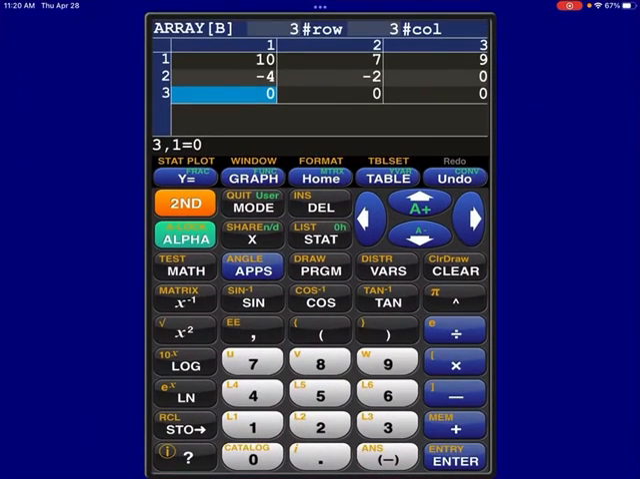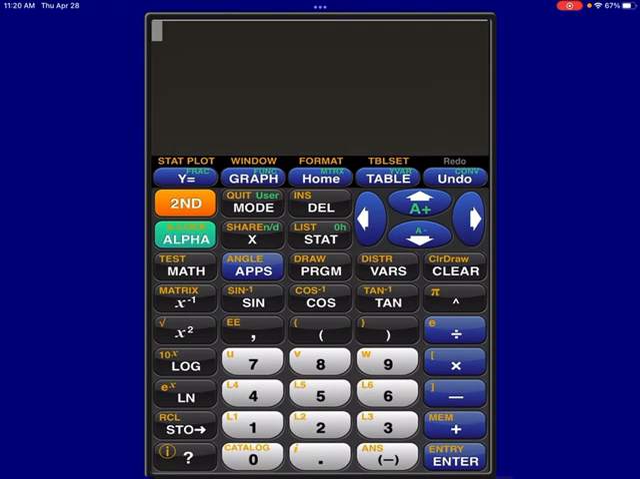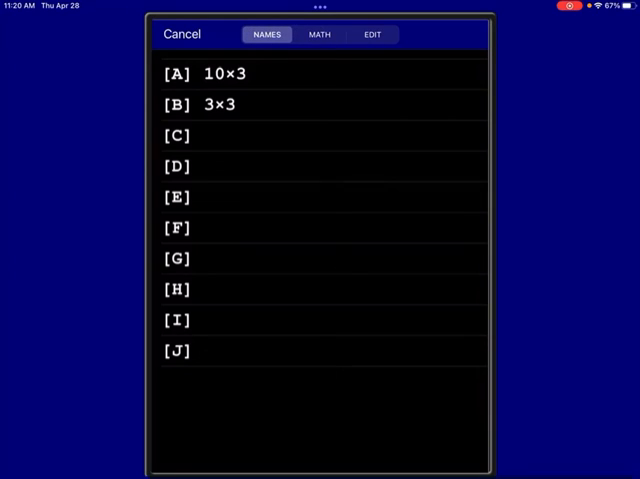Okay, so now what I'm going to do is go ahead and quit this. So I'm going to go second quit. Okay, I want to get back to my matrix button. So I'm going to go second matrix, and I want to do some math on my matrix. And what I want to find is the determinant. So I'm going to select number 1.